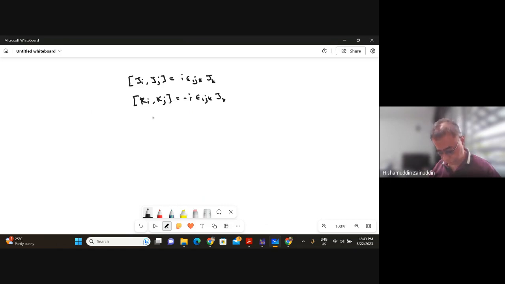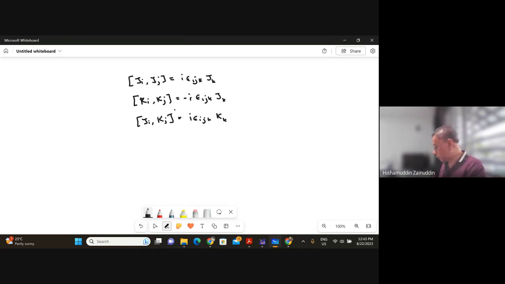And then the combination between the two is given by this. So somehow your K and J don't quite form a separate algebra altogether. So they are intertwined.